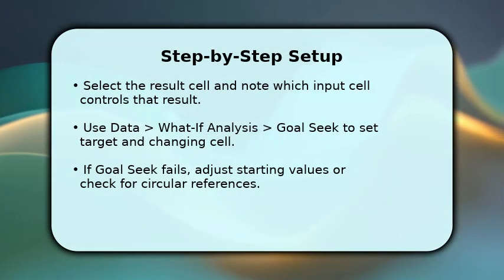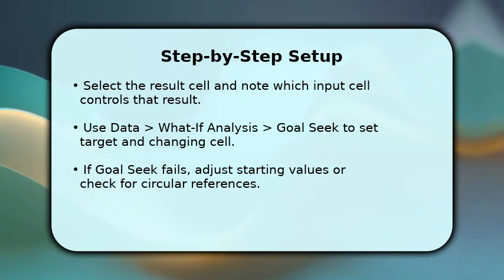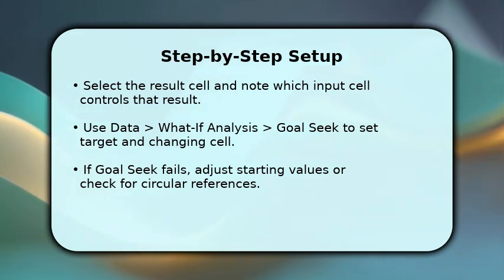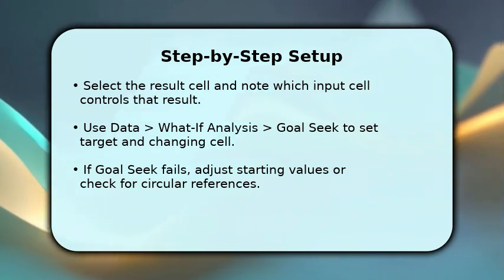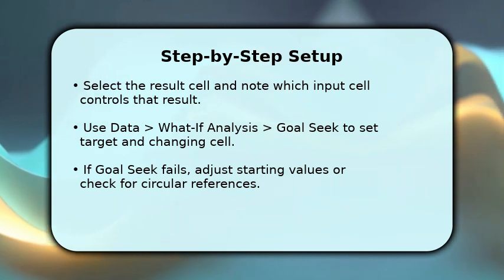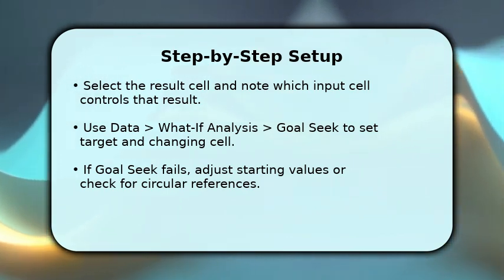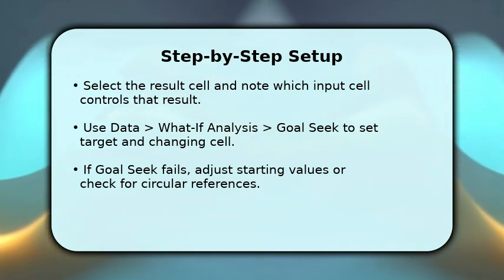Start by selecting the cell with the formula result, then note which input cell controls that result. Go to Data, What If Analysis, Goal Seek, set cell to the result cell, to value to your target, and by changing cell to the input. Click OK to let Excel iterate and return a solution. If Goal Seek fails, try different starting values or check for circular references. I'll show troubleshooting tips next.